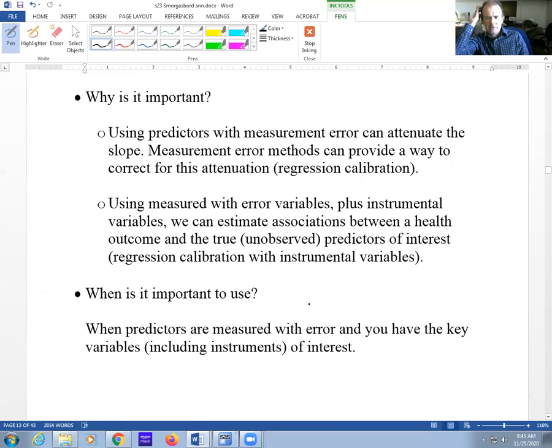Why is it important to worry about this? If you have a measured-with-error version of X instead of an actual amount, the reason is because it can attenuate the slope in regression. So X measured with error, if you just stick it in as a predictor, you're likely going to underestimate the slope when that happens. There's another type of regression in the situation where you can incorporate instrumental variables. And I'll talk about that more, I think, in a second.